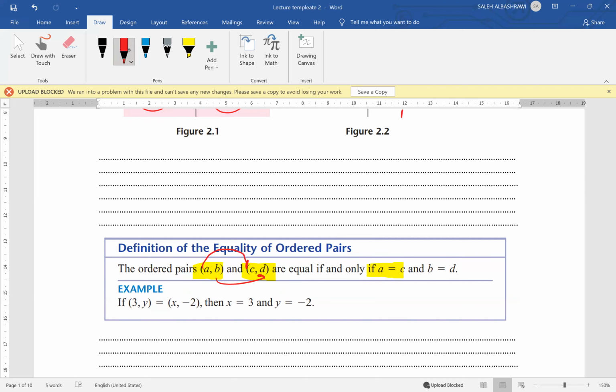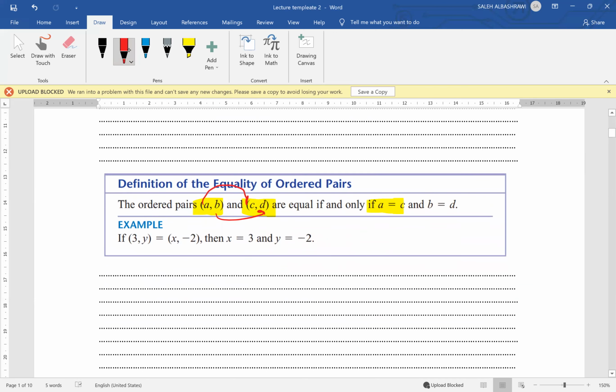For example, if I have (3, y) equal to (x, minus 2). These are equal if the first equals the first, meaning x equals 3, and the second coordinate equals the second, which means that y equals minus 2. So two ordered pairs are equal if the first equals the first and the second equals the second coordinate of the second one.